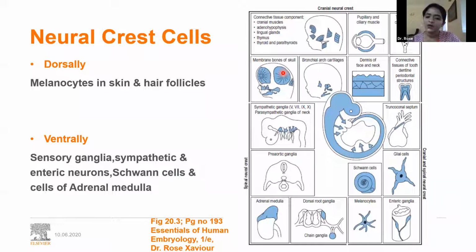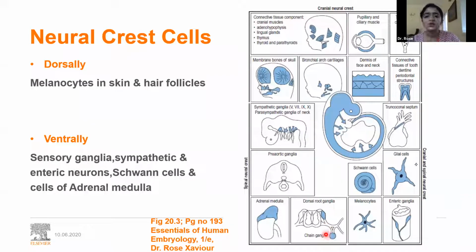When you talk about the neural crest cells seen in the spinal region, this is the limit. In the spinal region, you can see that it is giving rise to the sympathetic ganglia, parasympathetic ganglia of the neck. Then you have the pre-aortic ganglia, adrenal medulla, very important. Then also you have the dorsal root ganglia and the sympathetic chain.